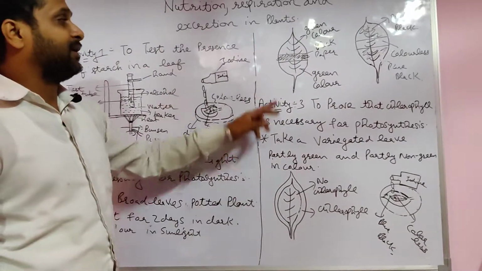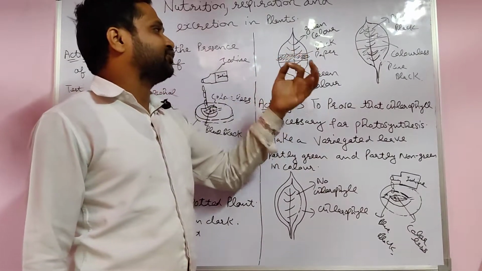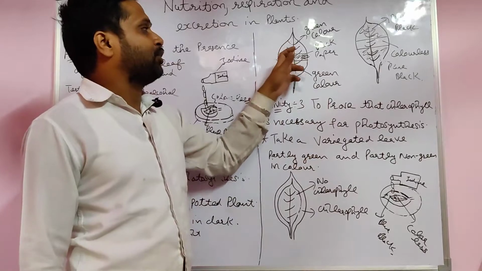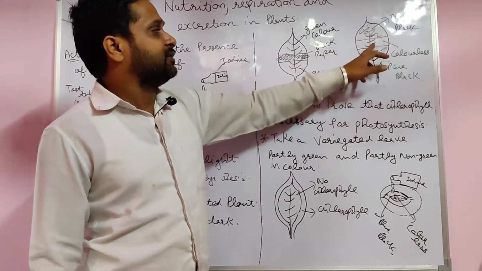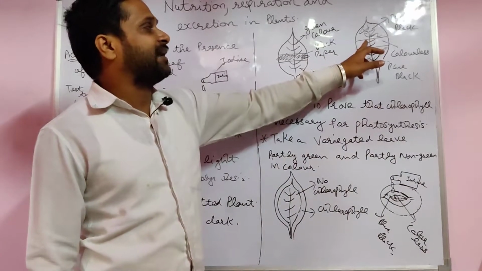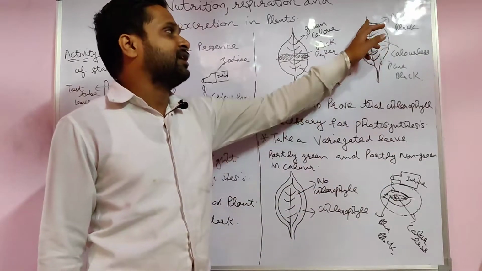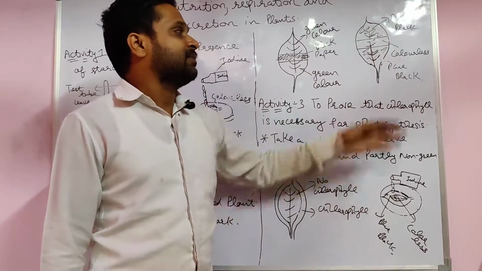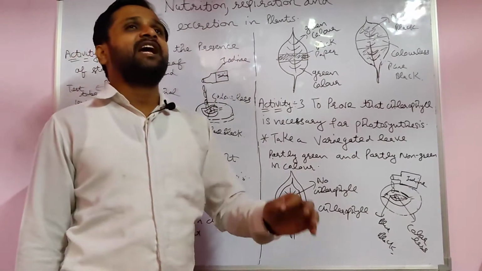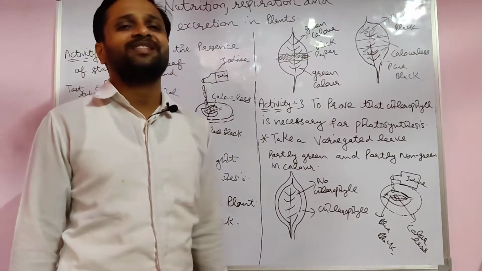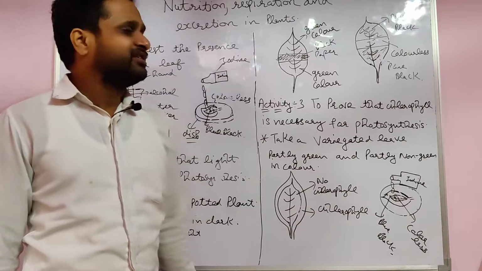So what happened? Pluck the leaf, remove the strip and the paper, then put iodine solution on it. Where the paper was, photosynthesis did not happen and starch is not there, so it becomes colorless only. But the exposed part converts into blue-black, because light is very important for photosynthesis. This activity shows that light is very important for photosynthesis.